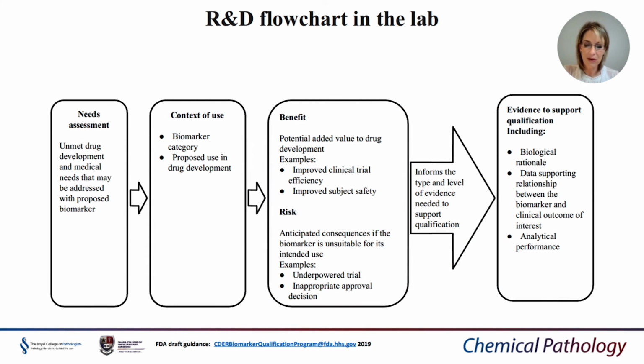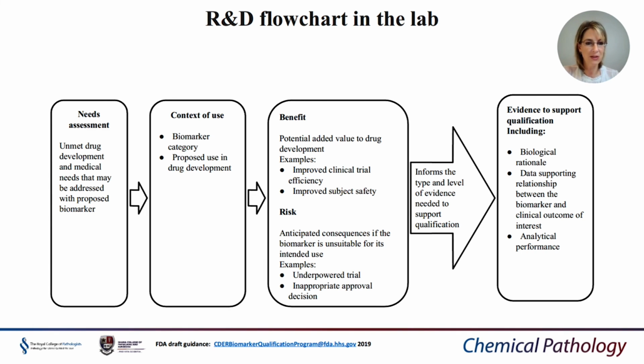This flowchart provides an idea of the key steps for qualification of a biomarker for use in the laboratory. The need of the biomarker should be identified, as well as the context of use, and of course the benefit and risk to the patient. And finally, this informs the type of level of evidence needed to support the qualification and the evidence that supports the qualification.